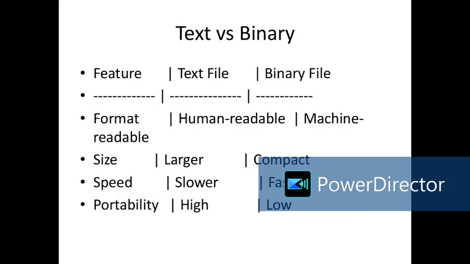Text versus binary compression. Let's compare. Feature: text file, binary file. Readability: yes, no. Size: larger and smaller. Speed: slower and faster. Portability: high and low. Example: saving 100 students in text may take 10 KB, in binary just around 2 KB. Choose based on your need: human readability or efficiency.